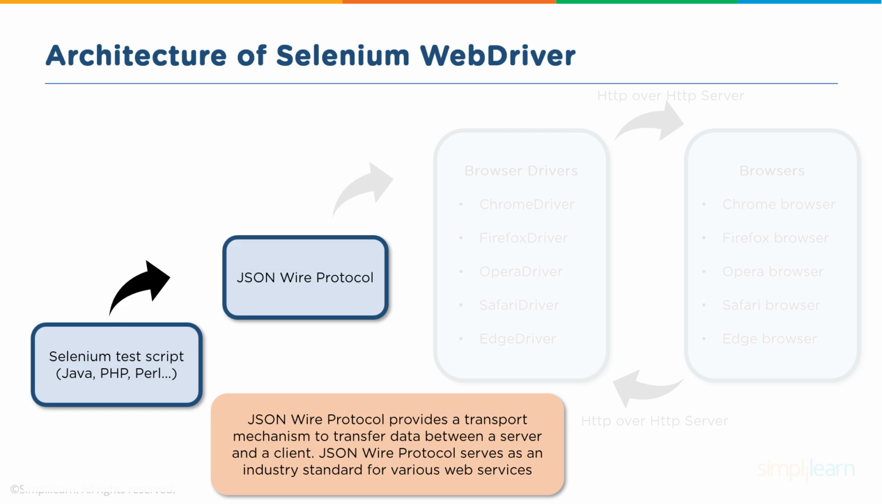The second component is the JSON wire protocol. What is JSON? JavaScript Object Notation, and it's a standard for exchanging data over the web. For example, you want to launch a web application through your script. What Selenium does is it creates a JSON payload and posts the request to the browser driver, right?